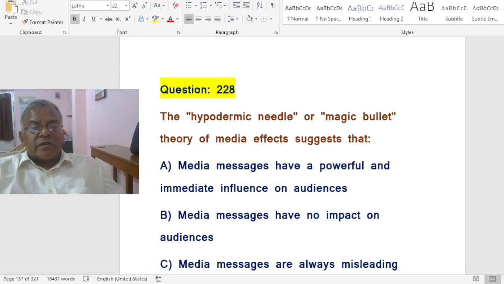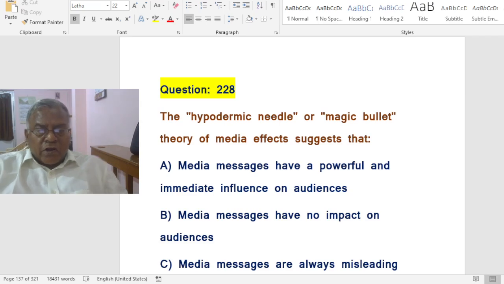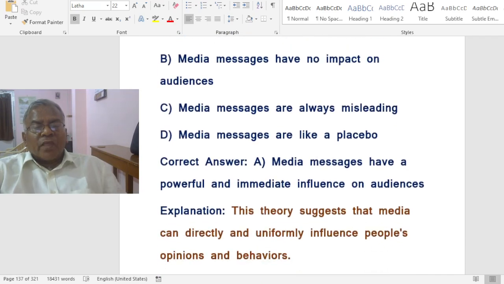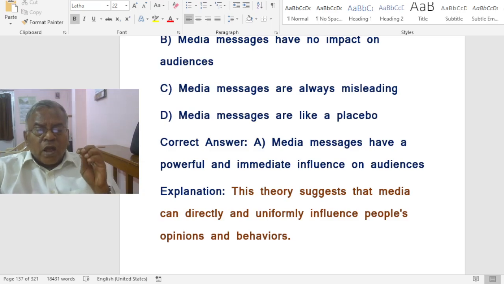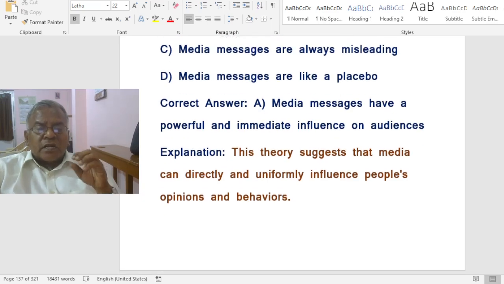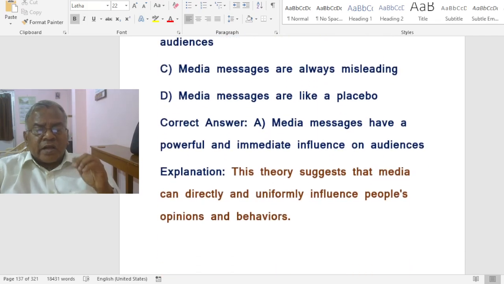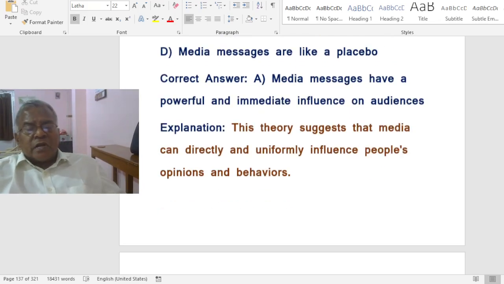The hypodermic needle or magic bullet theory of media effects suggests what? That is, media messages have a powerful and immediate influence on audiences. This theory suggests that media can directly and uniformly influence people's opinions and behaviors. So that is the hypodermic needle or magic bullet theory.